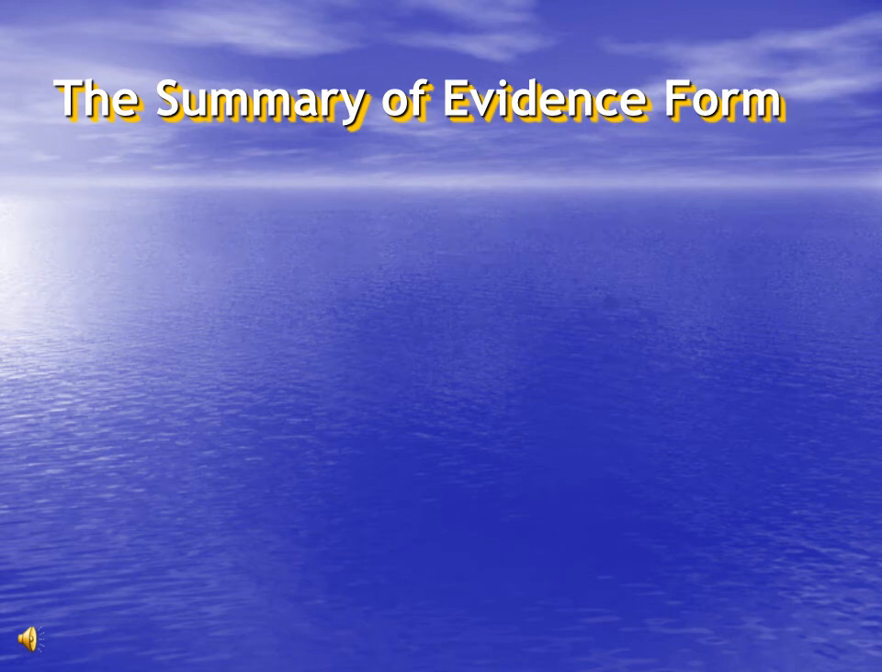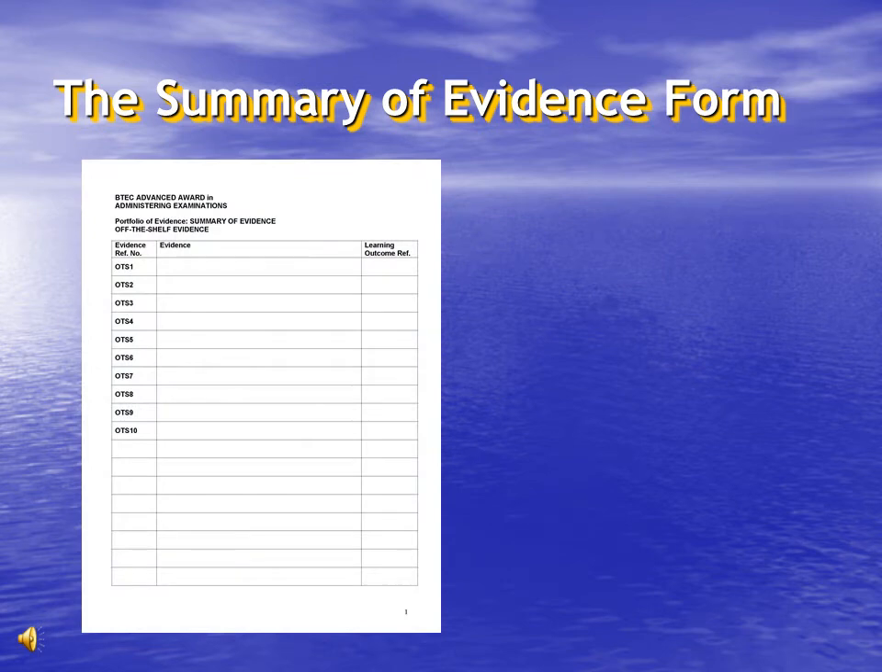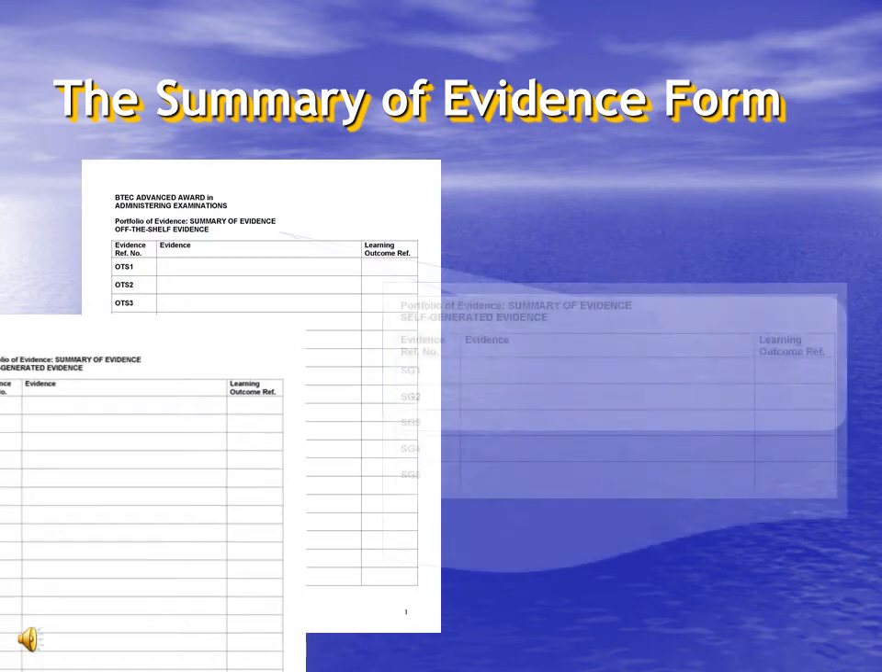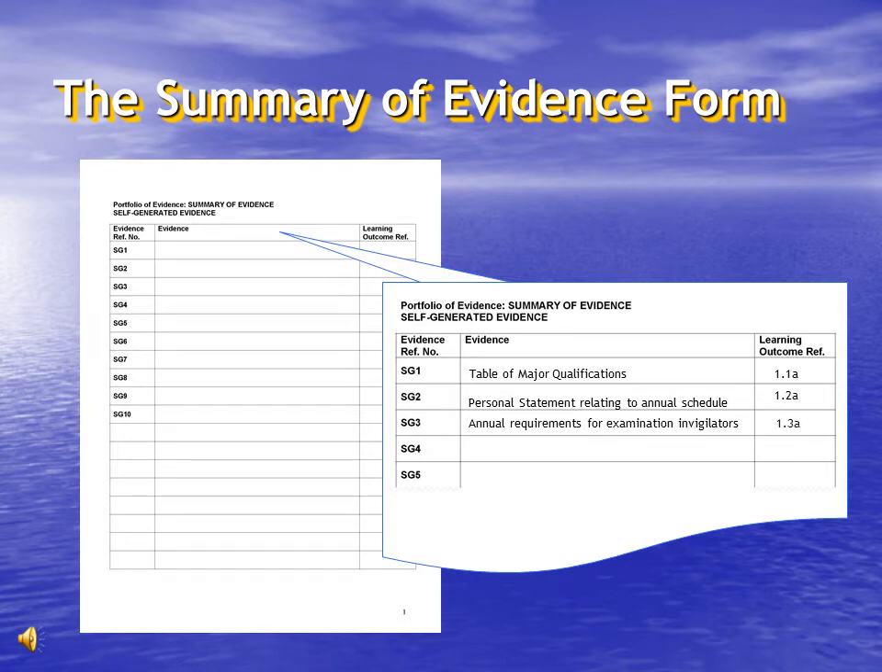In the summary of evidence form, you will find two sections, one to list your off-the-shelf evidence and one to list your self-generated evidence. You list here all the evidence you're generating of both types for your portfolio. It's important to remember that this does not have to be in a strict order. You can list it in any order you wish. And finally, in the third column, this is where you cross-reference to the learning outcomes as you go along.